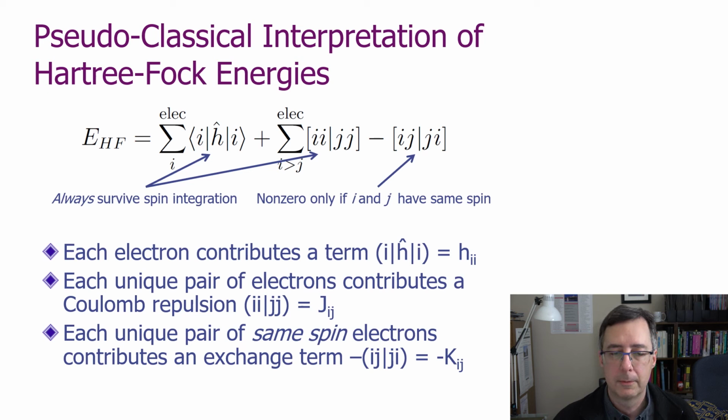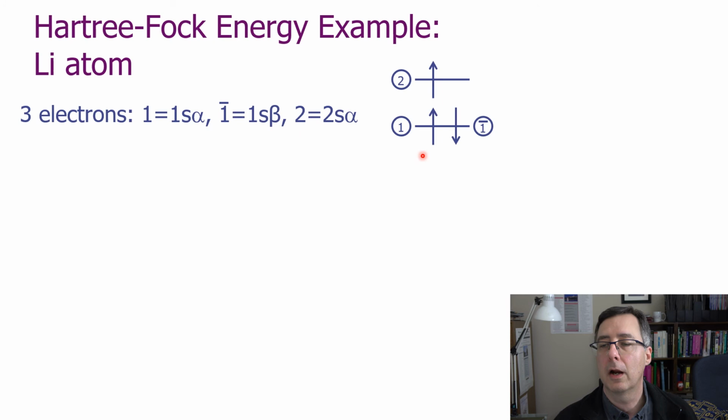So let's do an example. Let's look at the lithium atom, three electrons. Here they are: 1, 2, 3. You can number them in different ways, but let me use this numbering scheme for right now. Let's call the 1s alpha spin orbital 1, the 1s beta spin orbital 1 bar, and the 2s alpha spin orbital 2. So I'll call them 1, 1 bar, 2.